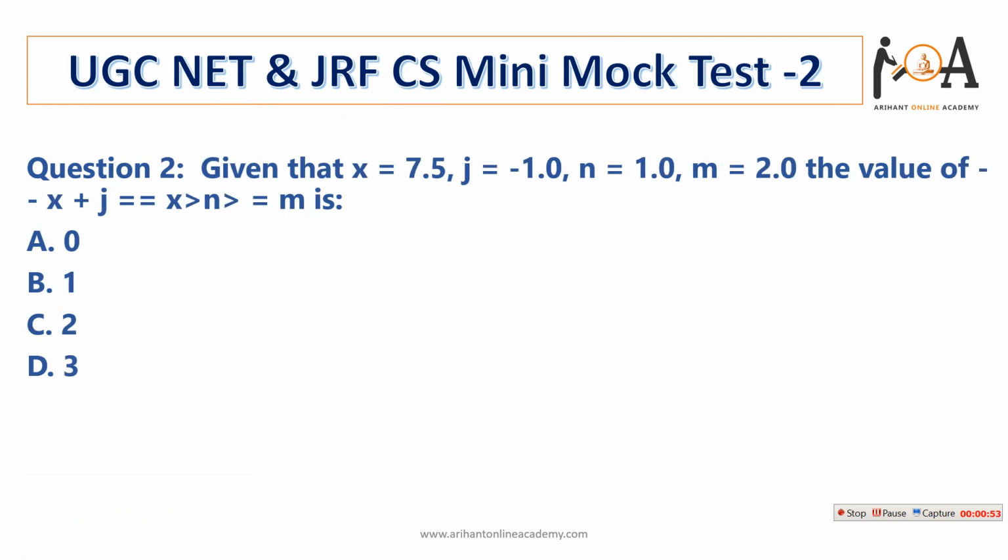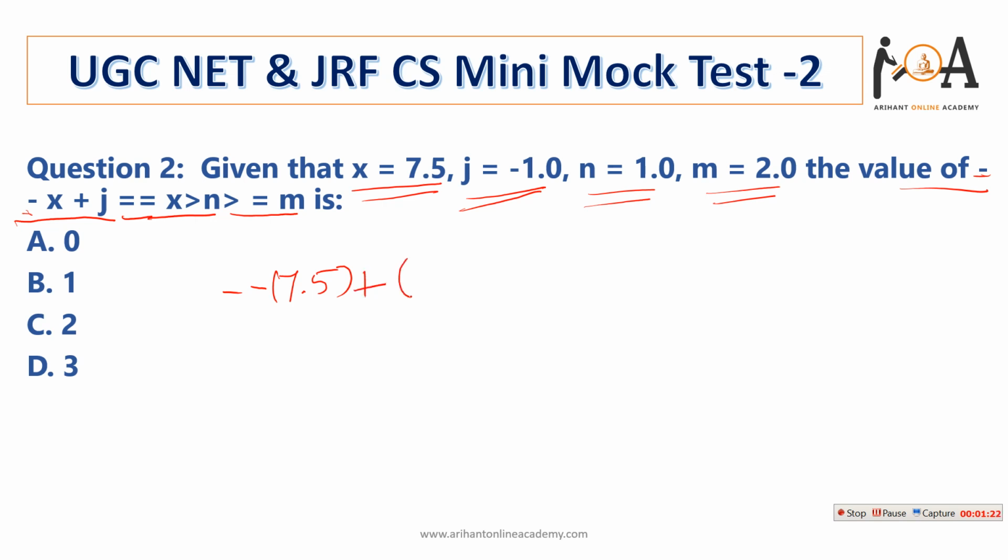The next question is, given that x equals 7.5, j equals minus 1.0, n equals 1.0, m equals 2.0, the value of minus minus x plus j equals x greater than n greater than or equals m is. So let me write it like 7.5, and here is a pre-decrement. Plus j, what is the value of j? Minus 1.0. Equals x. So it will become 6.5 because pre-decrement is there. So the value of x will be 6.5 here.